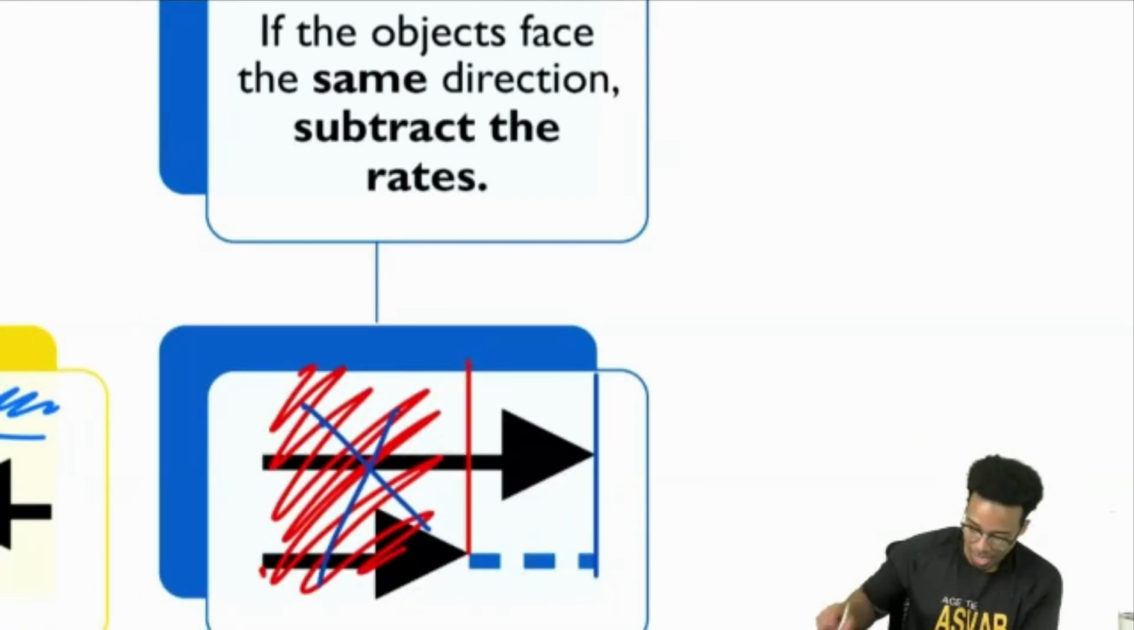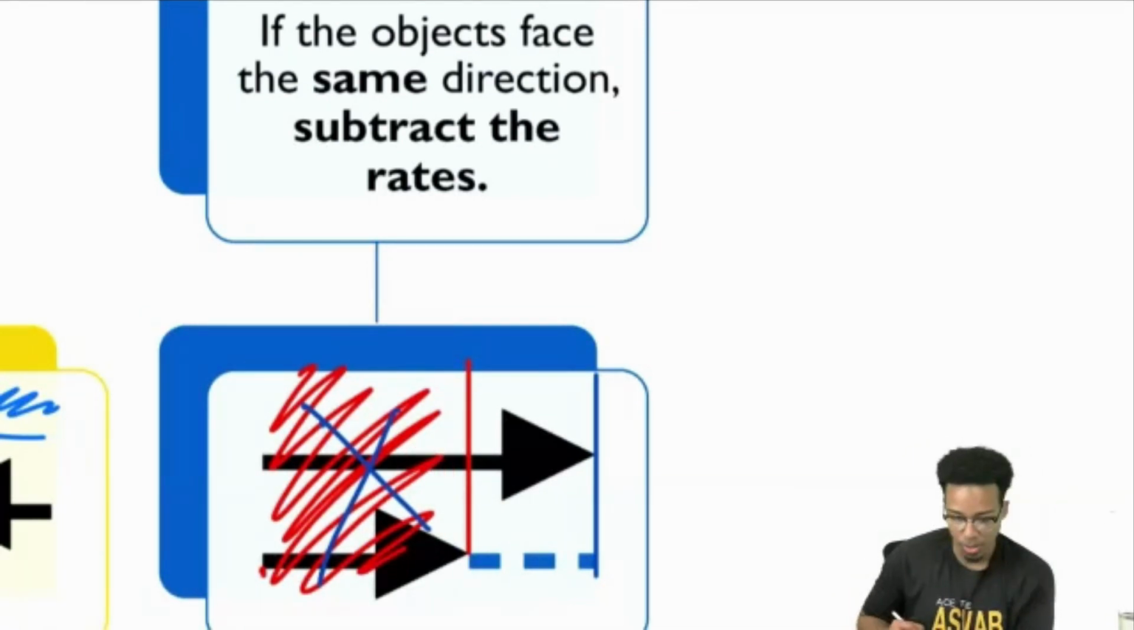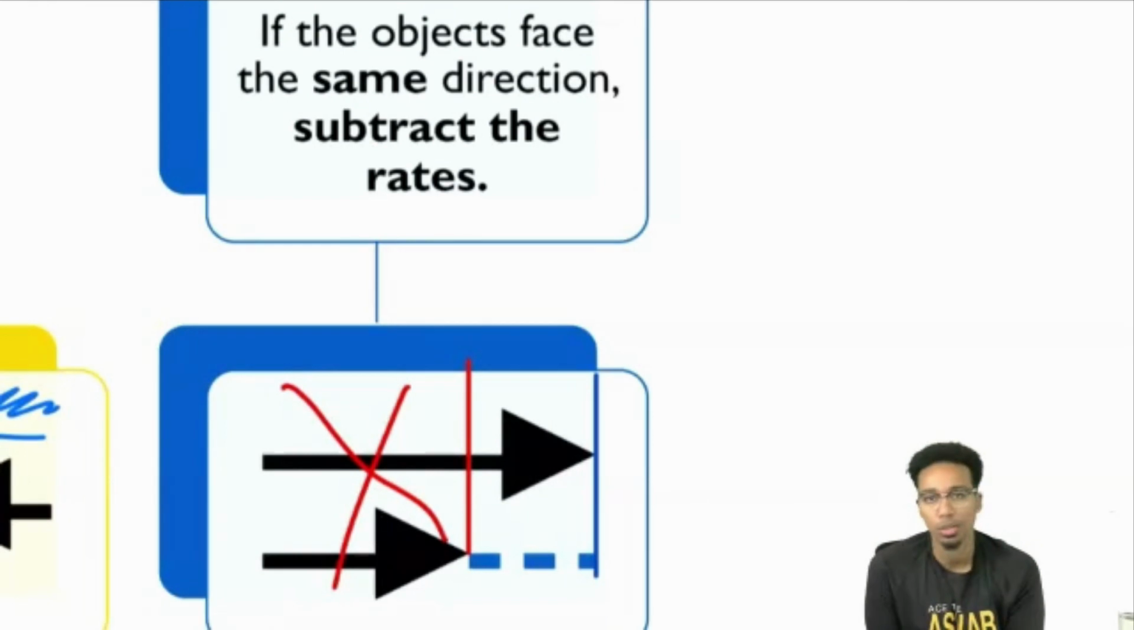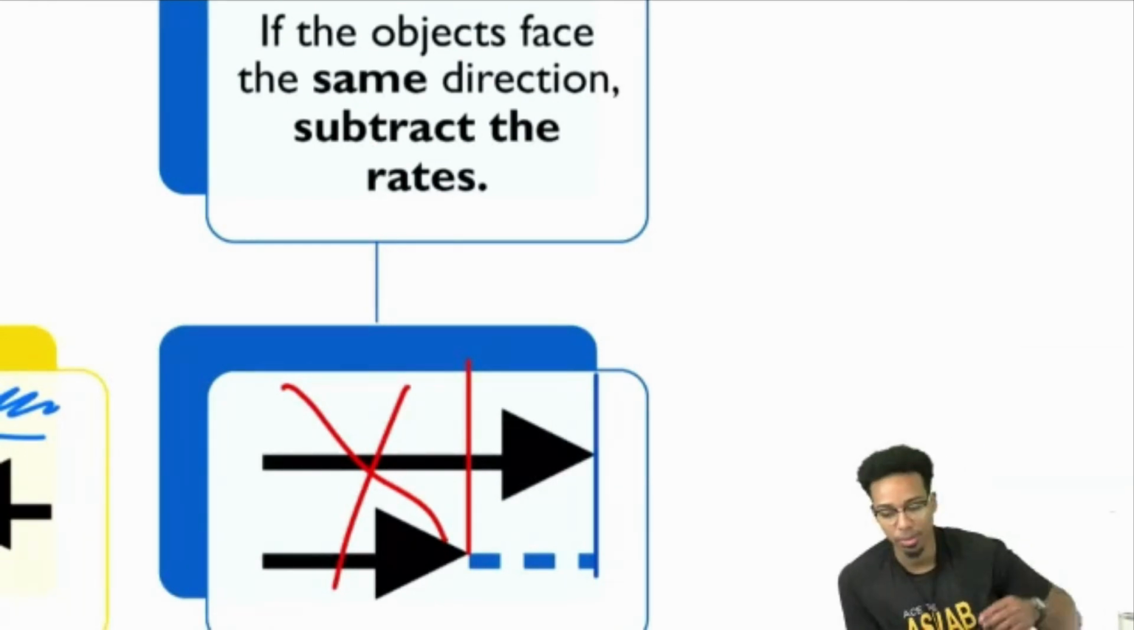Yeah, because you can't count this right here. You can't count that because they both already traveled. If this is 1, 2, and 3 steps, and this is 2 steps, then they both travel 2 steps together. So you wouldn't count those 2 steps. It's that 3rd step, that extra step that you would count. And that's why you subtract.